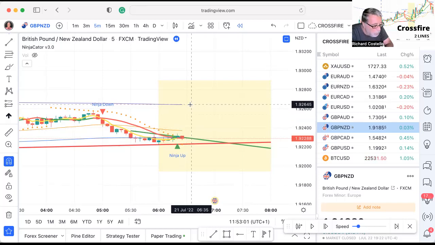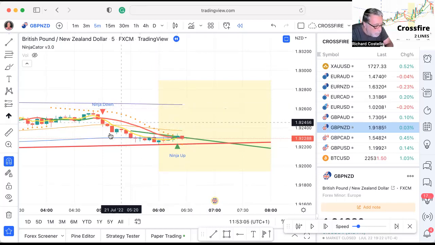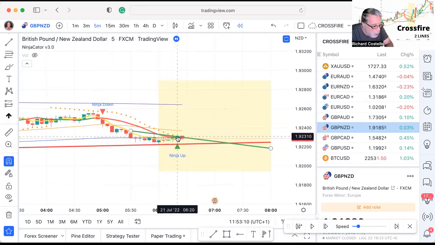And this line here is the 200 moving average. No, it's not. I've got that wrong. It's the 800 moving average. It's actually a purple line. I just spotted that the blue line is there. It's more or less where price is now.